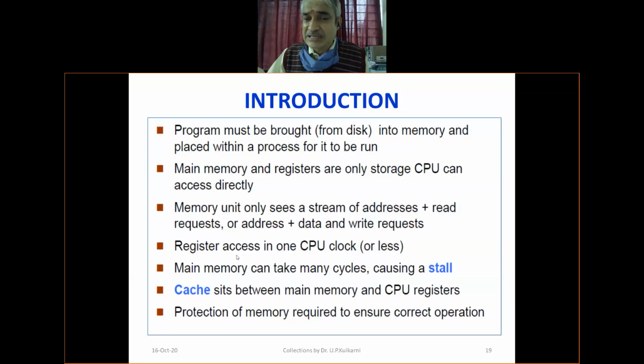A register is accessed in one CPU clock. That's why whenever a variable is stored in a register, you can access it quickly. The CPU clock is a time unit, and within one time unit you can access the registers, which are very close to the CPU. Whereas memory access takes more CPU clock cycles, so it takes more time.